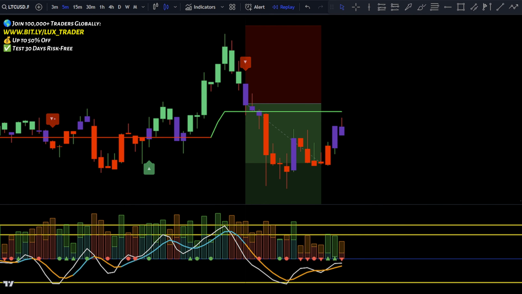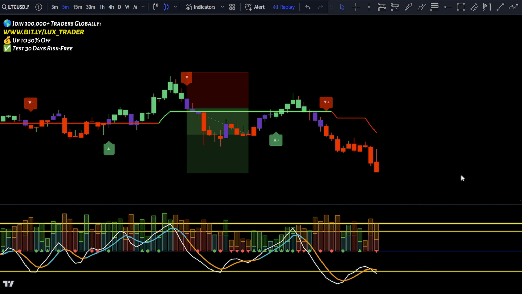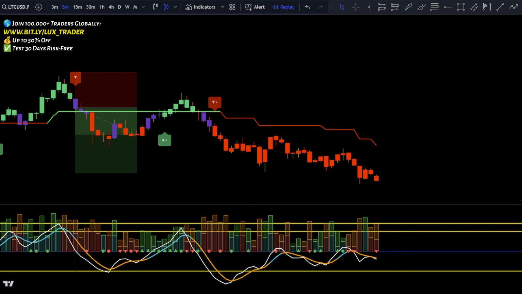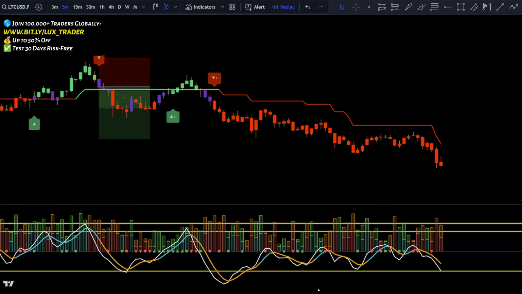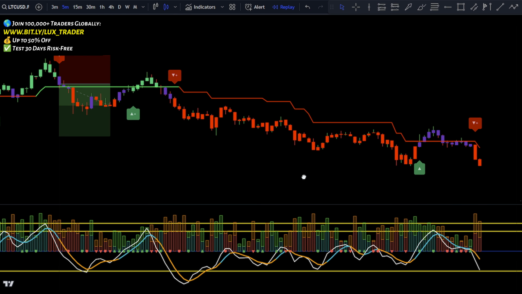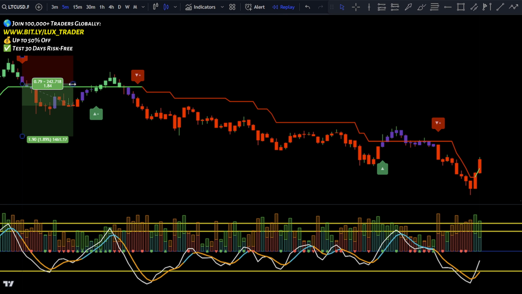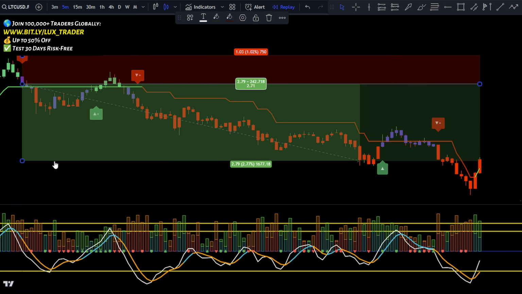For profit taking, we'll use a manual approach to capture higher profits by leveraging the trend catcher. Stay in the trade while the trend catcher remains red, and exit as soon as it turns green, and the color change is confirmed by a candle close.